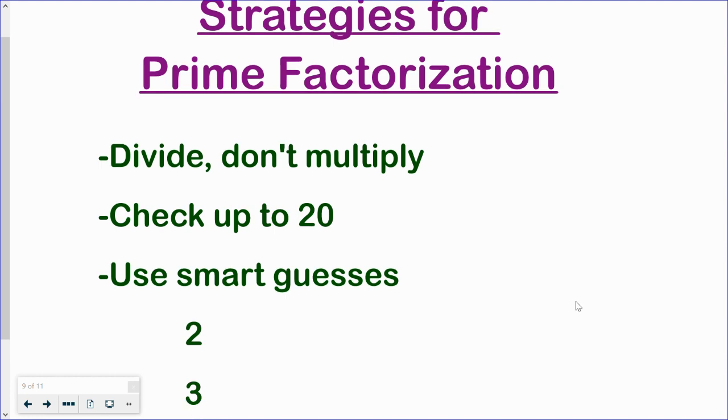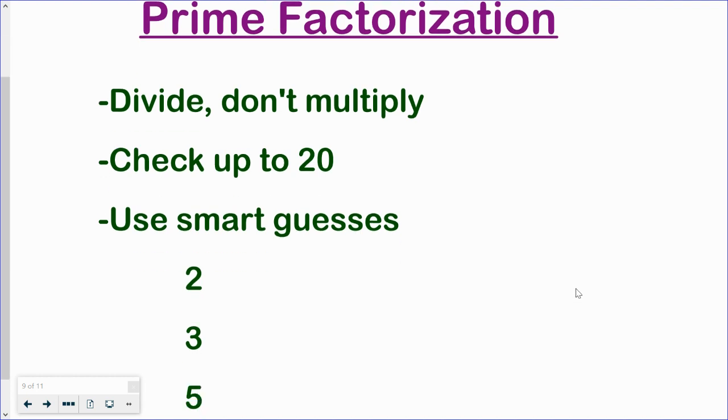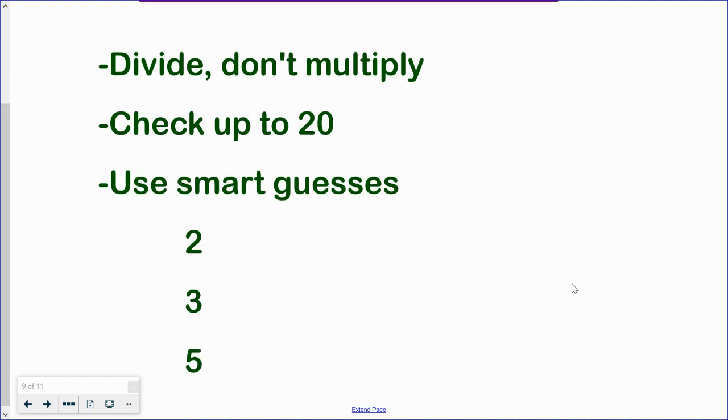Next is 3. Some of those odd numbers that aren't divisible by 2 are still going to be divisible by 3. It's a small number, it's a prime number, and it goes into a lot of things. And finally, 5. 5 is going to take care of those numbers that end in 5. There are very few numbers that end in a 5 that are divisible by 3, but there are lots that are divisible by 5. So that's a good number. Those are 3 numbers I would suggest starting with if you get stuck.